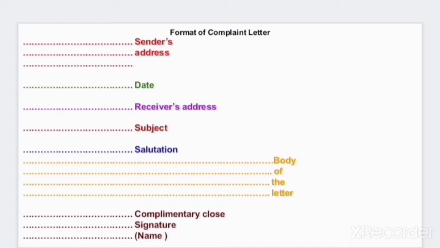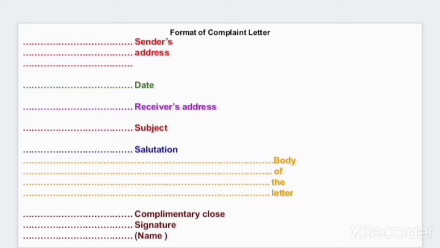Okay. Now after the receiver's address or the addressee's address, again you leave a line and then you start the letter with the subject. Now the subject of your complaint letter should be very precise. Okay.